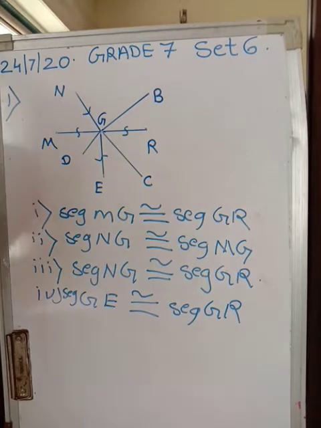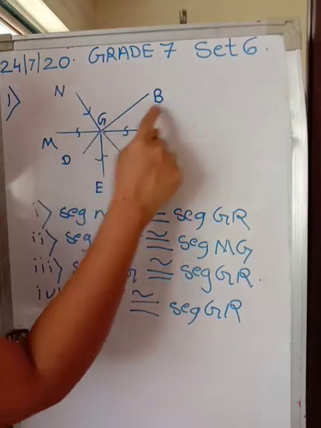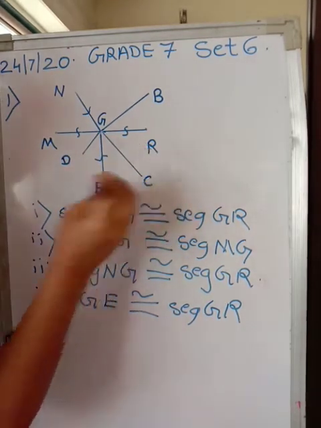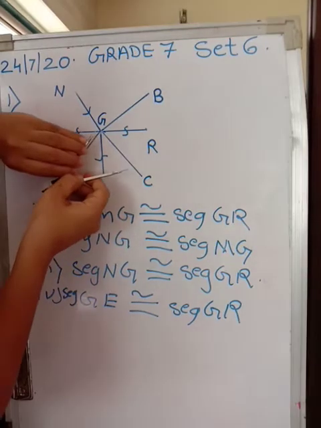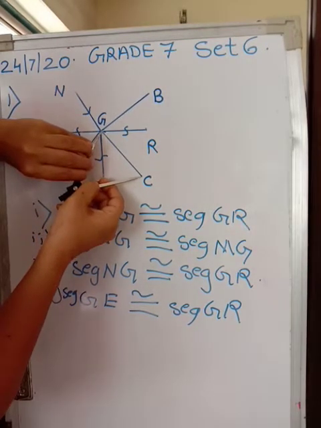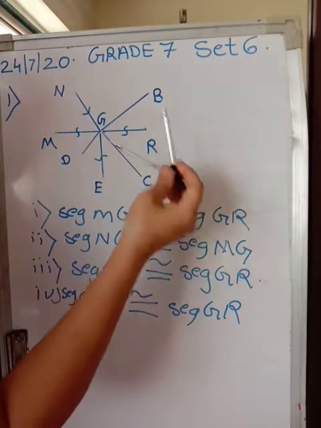Now let us check the remaining 3. One is GB, GC and GD. Looking at GD itself you can say it is very small, so it won't be equal. Let us check these two, GC and GB. I'm just extending this. Yeah, so this is GC. Let me check if it is matching with GB.